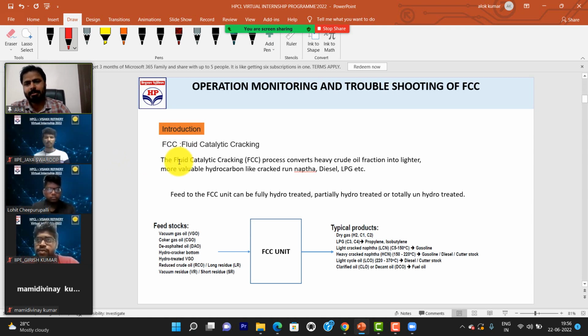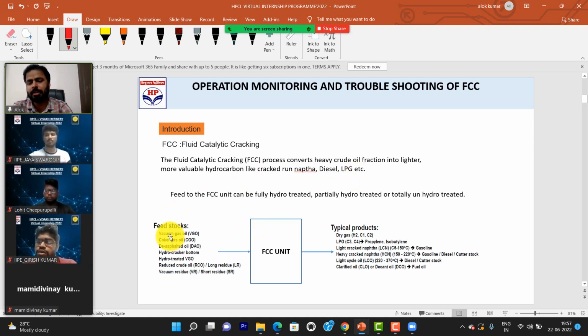So as I said, what is FCC? It is basically fluid catalytic cracking. The fluid catalytic cracking process converts heavy crude oil into lighter, more valuable hydrocarbons like naphtha, diesel, LPG. So as I told, this is the FCC unit.